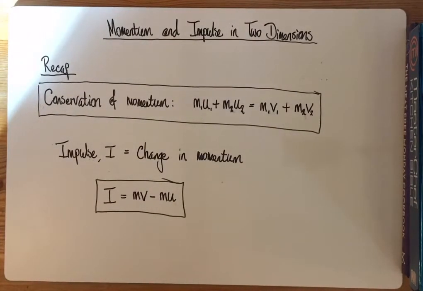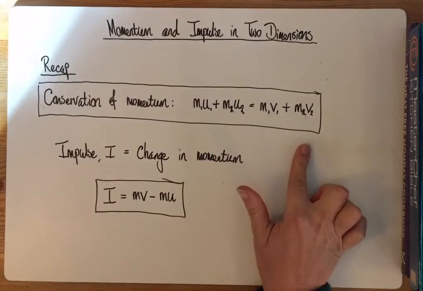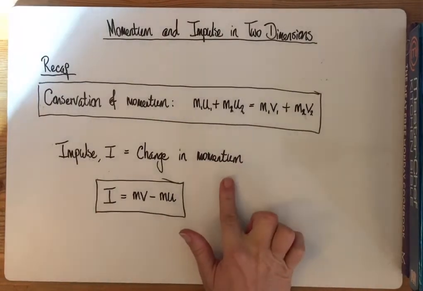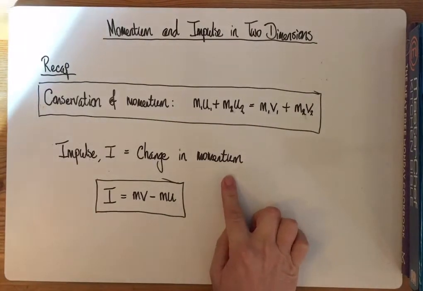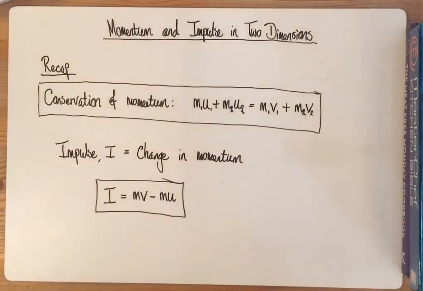Conservation of momentum. So momentum before a collision is equal to momentum after. And impulse is equal to change in momentum. So impulse is mv minus mu. The other way we looked at impulse was force times time.